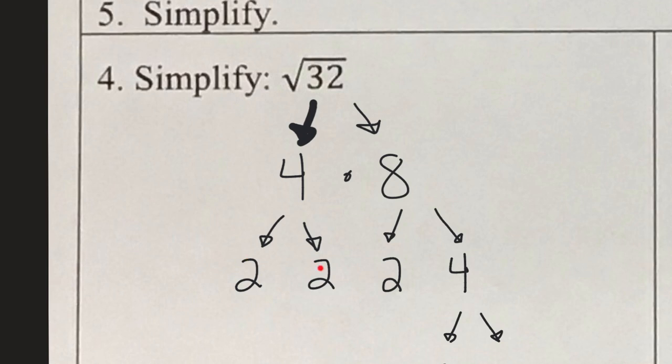Every one of these numbers, 2, 2, 2, 2, 2, those are all prime numbers, as in their only multiplier is 1 and itself. Okay, so 4 is not a prime number, right? 5, 7, 11, right? Those are prime numbers that we're looking for.